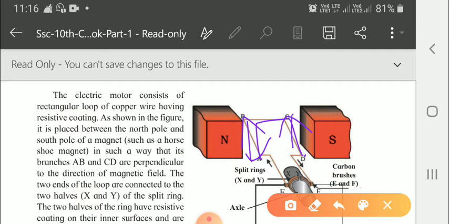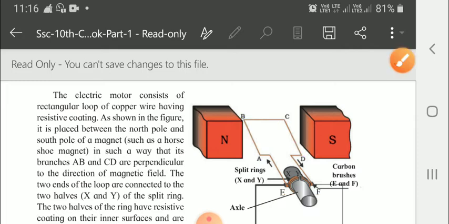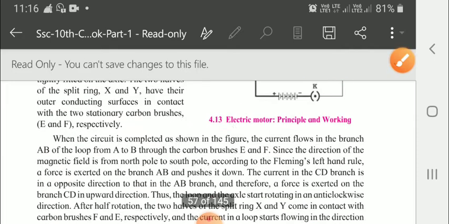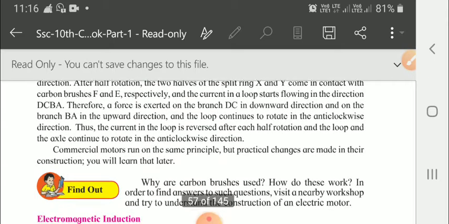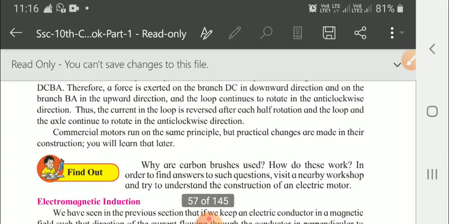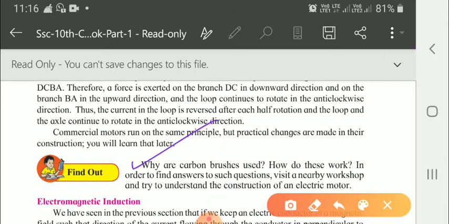So most commercial motors run on this principle, but practical changes are made according to the construction and need. Now here one question is there, children. Here this is the question: why are the carbon brushes used? How do they work? So why are the carbon brushes used?